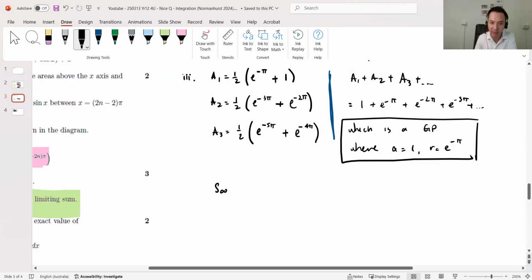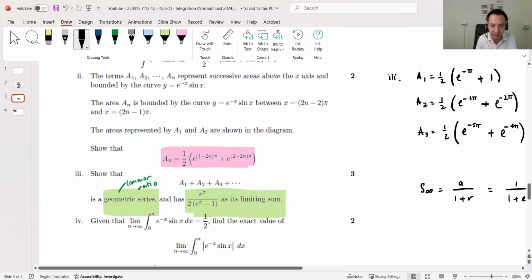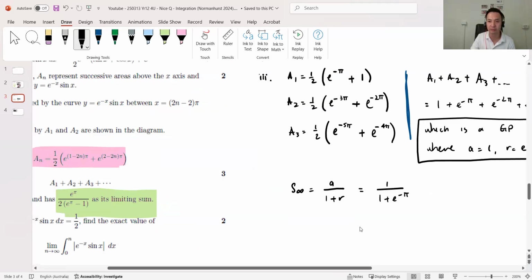So limiting sum, we know the formula is a on 1 minus r. So then quite simply, it'll be 1 on 1 plus e minus pi. And is that what they want, or do they want me to simplify? Okay. Now, they divided it by 2 because there's some. So let me see what they did, right? Yeah, this is why the method that I had before was right. So this is summing it all up.